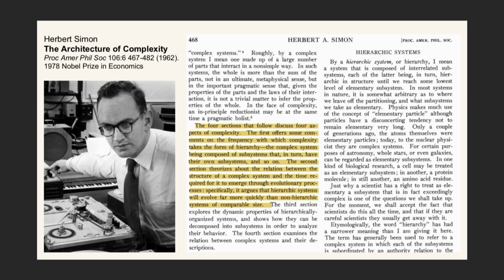So just taking from 1 or 2 paragraphs into his introduction here, I'm going to quote, okay? He's describing what this whole piece is going to be about, in his words, on the architecture of complexity. So the 4 sections that follow discuss 4 aspects of complexity. The first offers some comments on the frequency with which complexity takes the form of hierarchy, the complex system being composed of subsystems that in turn have their own subsystems and so on. We just saw that. The second section theorizes about the relation between the structure of a complex system and the time required for it to emerge through evolutionary processes.